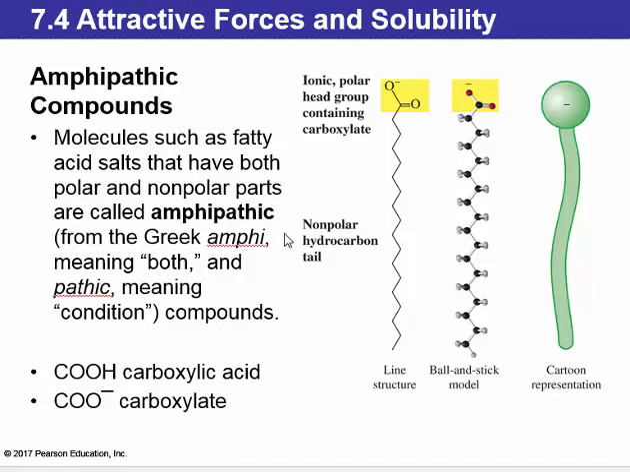An amphipathic compound has a polar and a nonpolar part, and an example of an amphipathic molecule is a fatty acid salt. So we saw fatty acids in previous chapters, and we know that fatty acids have long hydrocarbon chains. We also know that they have a carboxylic acid functional group. When that carboxylic acid hydrogen is removed, then we end up with a carboxylate group, and this carboxylate group has a negative charge. So that's what we mean by a fatty acid salt.